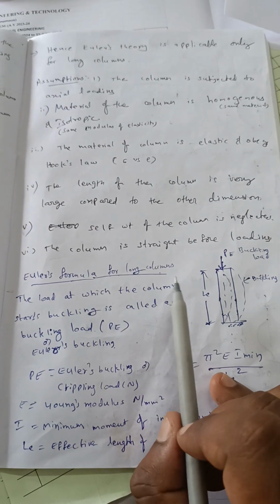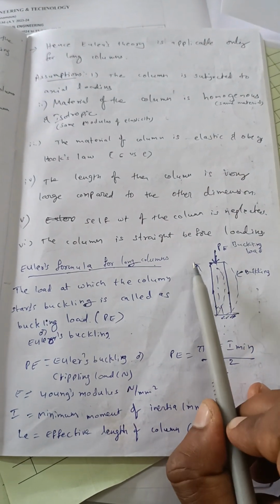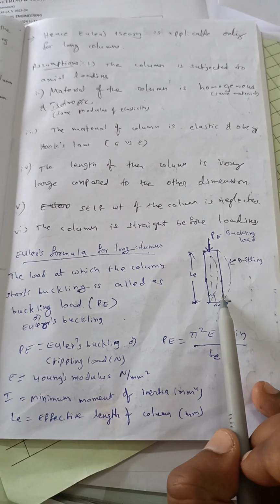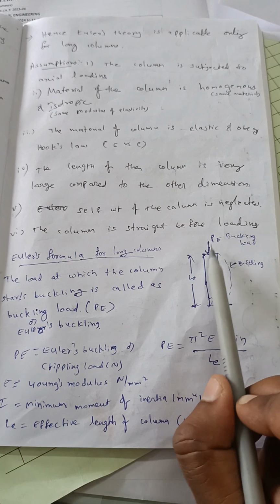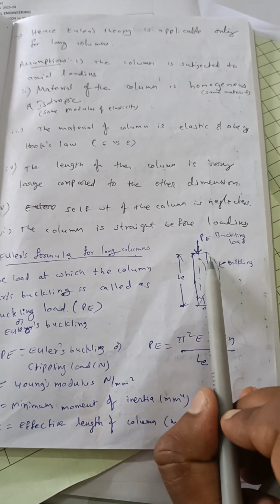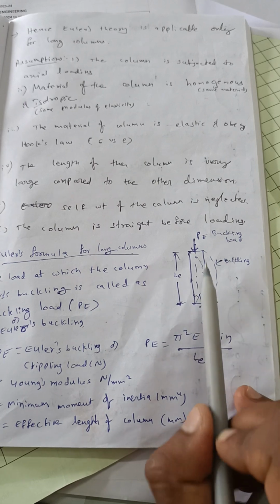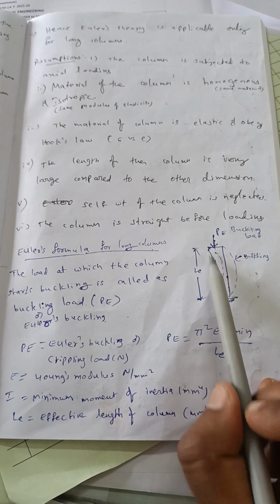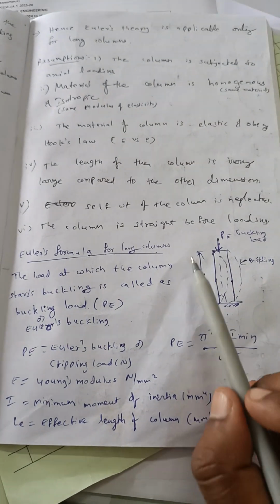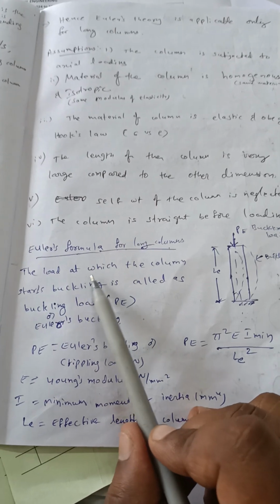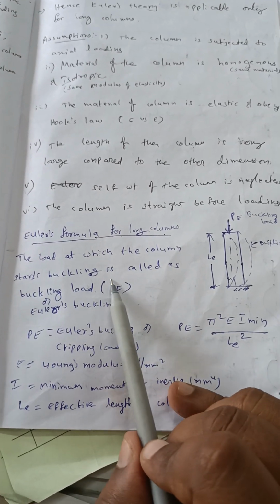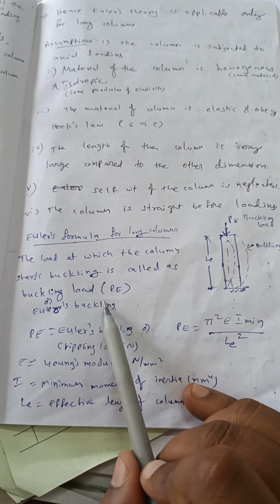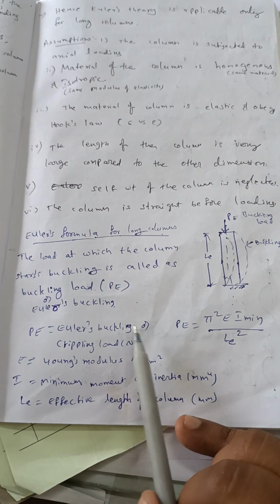Now coming to Euler's formula for long columns. This is a column. The original length is L. PE is the buckling load. Due to this buckling load P, the buckling has started here. Total length is L, and the effective length is also LE. The load at which the column starts buckling is called the buckling load PE. It is also called Euler's buckling or crippling load.